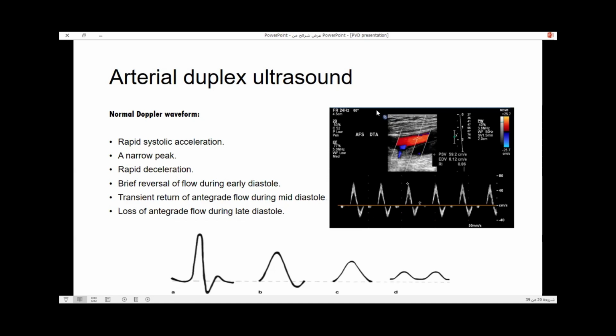Biphasic is sometimes seen in the common femoral artery in an atherosclerotic patient. For femoral arteries all over, common or superficial, it is acceptable for atherosclerotic changes.